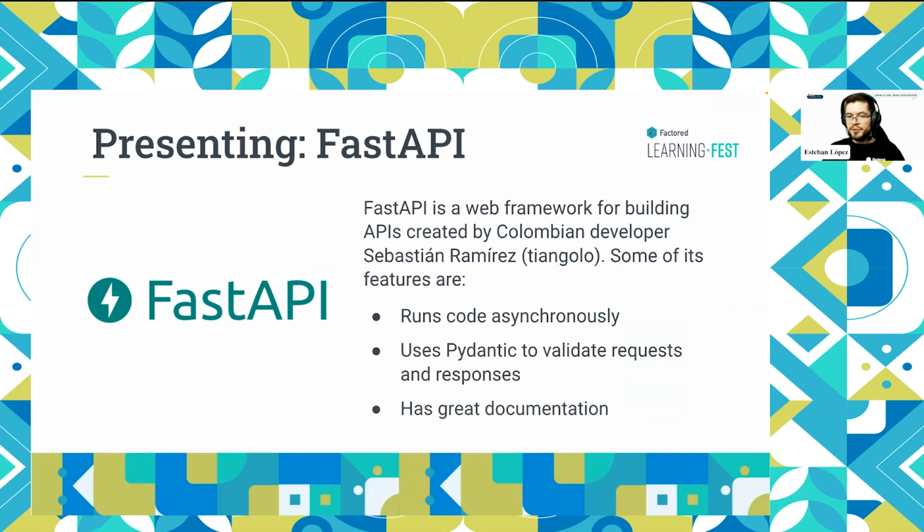Some of its features are that it runs code asynchronously, something that it has in common with other kinds of web frameworks that come from other languages, for example, from JavaScript. It uses Pydantic to validate requests and responses. Pydantic is a Python library that helps you validate models that are similar to data classes, if you have any experience with data classes. But they are very strict in validating that everything that you define is the appropriate type. So FastAPI uses Pydantic to make sure that the request that the user sent and the response that the server returns have the appropriate data types in the body of the request and response.